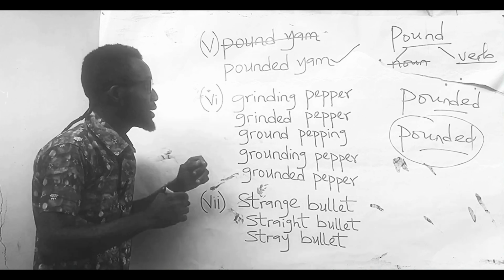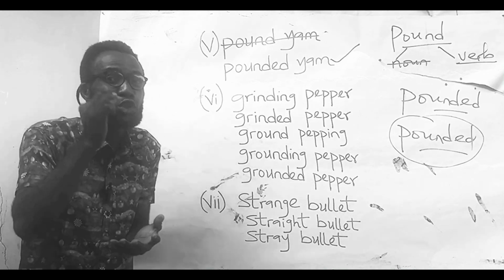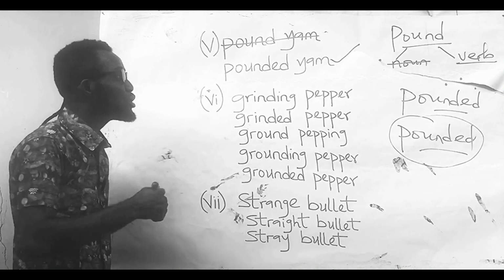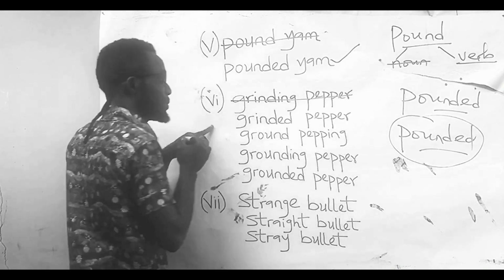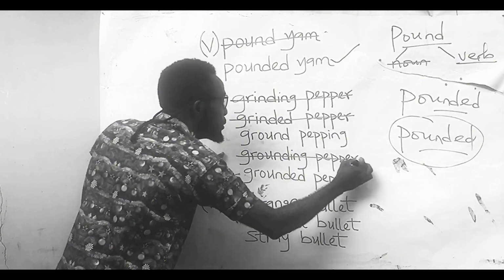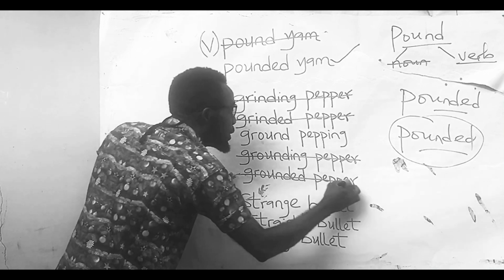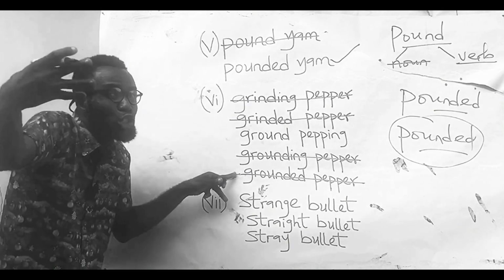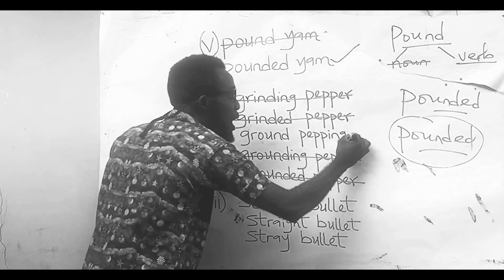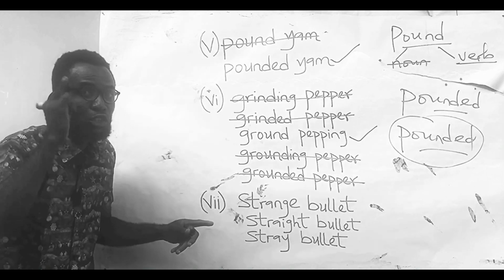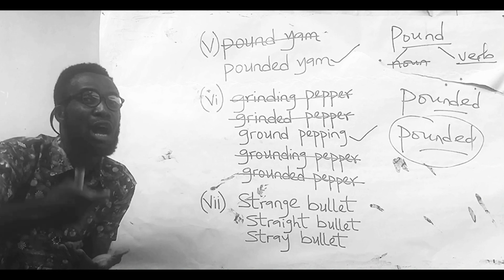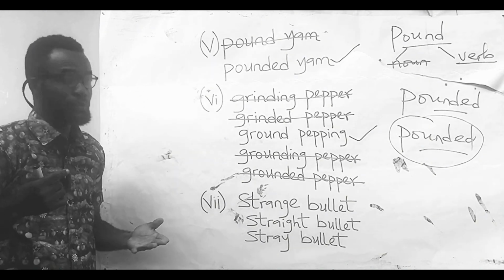Let us continue. Pepper that has been reduced to small particles or powder by crushing it is not called grinding pepper. It is not called grinded pepper. It is not called groundy pepper. It is not called grounded pepper. Pepper that has been reduced to small particles or powder by crushing it is actually called ground pepper. She went to the market and bought some freshly ground pepper.